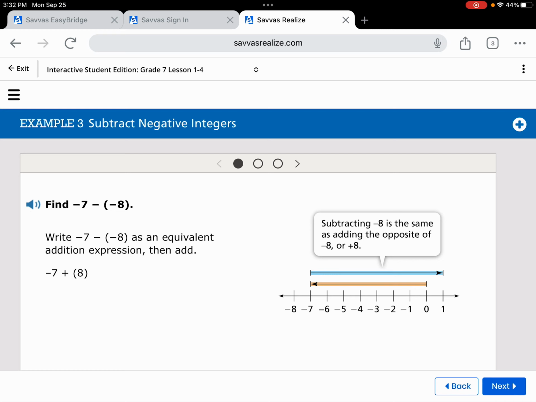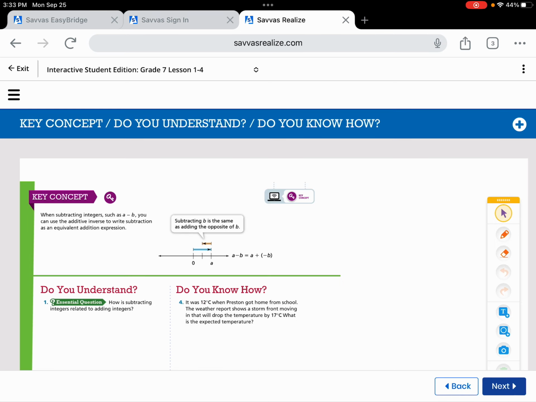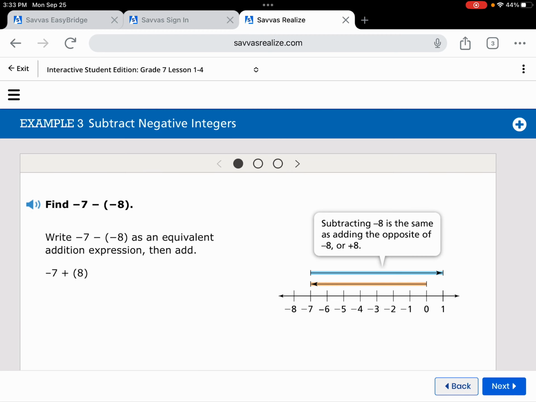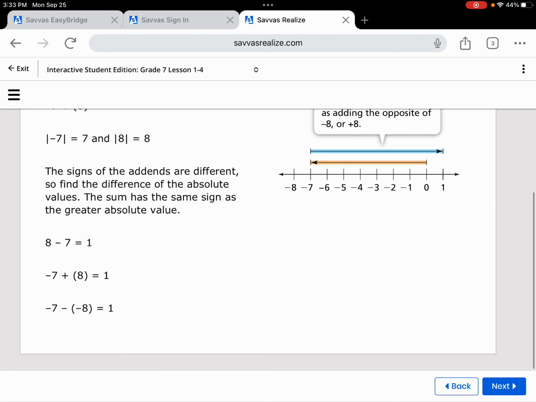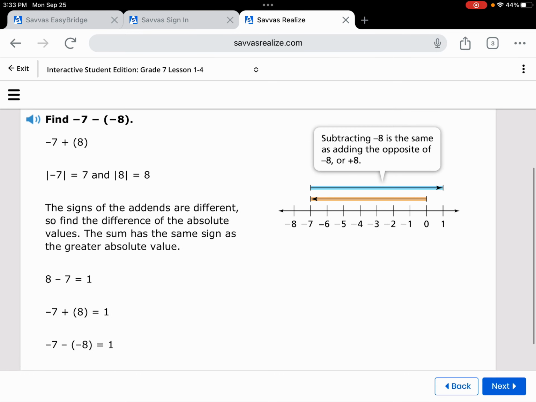So in this case, negative 7 minus negative 8 equals negative 7 plus 8. Sorry about that, let me try it again. Negative 7 minus negative 8 equals negative 7 plus 8. And that's by using the rule shown over here on the whiteboard.